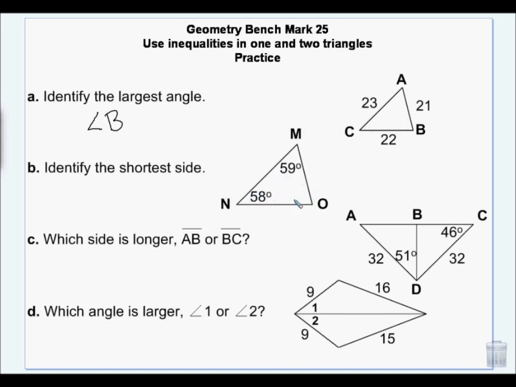Shortest side, we first need to figure out what this angle is here. So 59 and 58 is 117, right? And then 180 minus 117 is 63. So which angle is the smallest? It's 58. So MO is the shortest side because it's opposite. MO is opposite the smallest angle, so it's the shortest side.